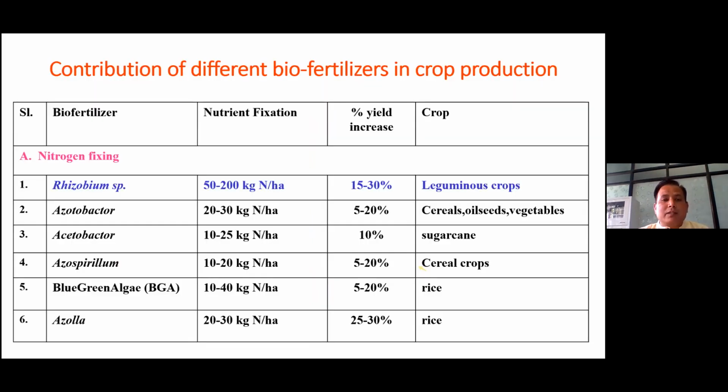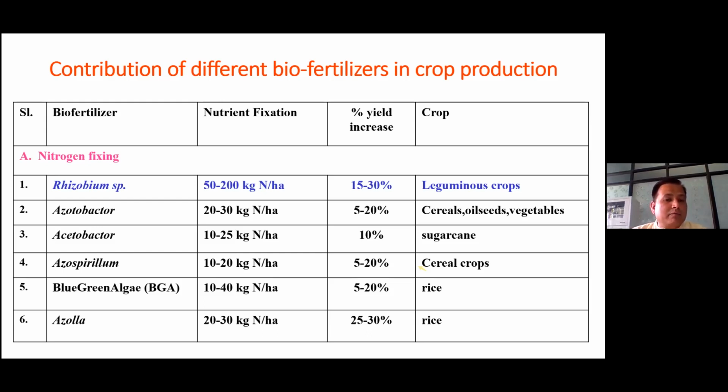Friends, here I have tried to show you how different nitrogen fixing types of biofertilizers differ in efficiency. In nitrogen fixing, the rhizobium species are able to fix around 50 to 200 kilogram nitrogen per hectare, and we can have an increase in yield of 15 to 30%.